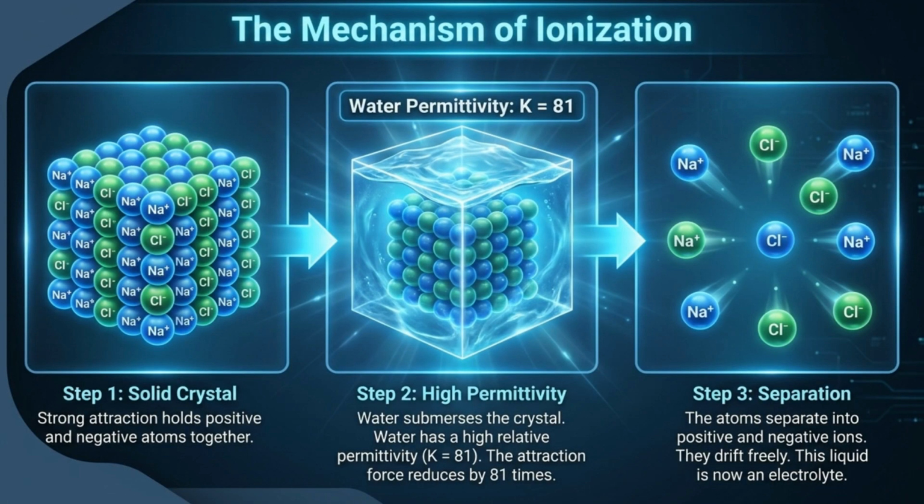How does ionization work? When a solid crystal is placed in water, the high permittivity of water significantly reduces the attraction between atoms, allowing them to separate into freely drifting, charged ions.